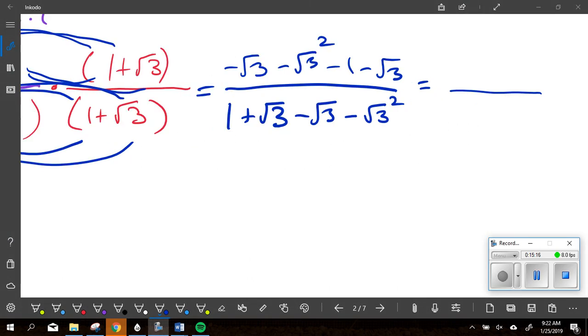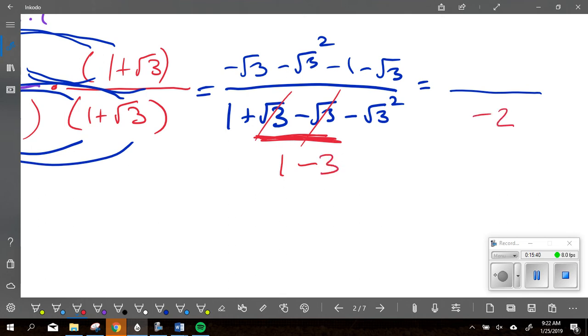Show me with your fingers, what do we end up with here on bottom? Show me with your fingers, what do you end up with? A 2, and it looks like negative 2 of some sort. Let's talk about why. These two things, what's going to happen with the radical 3's? They cancel. So this is 1 minus radical 3 squared. Radical 3 squared is going to get me just 3. 1 minus 3, my denominator is negative 2.